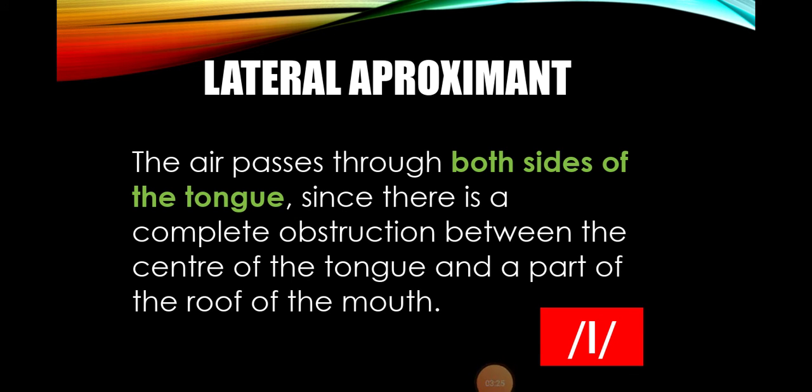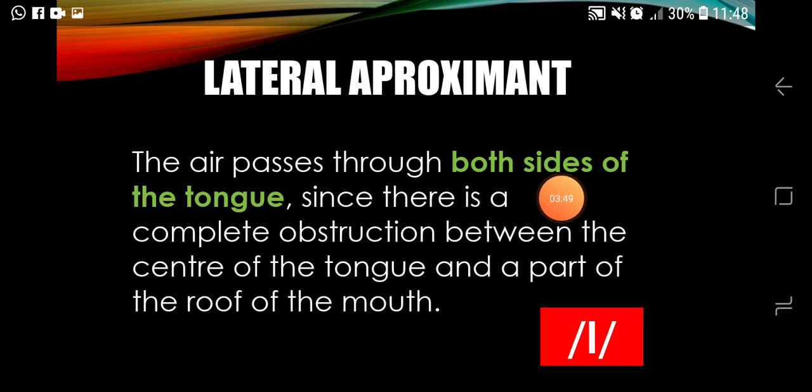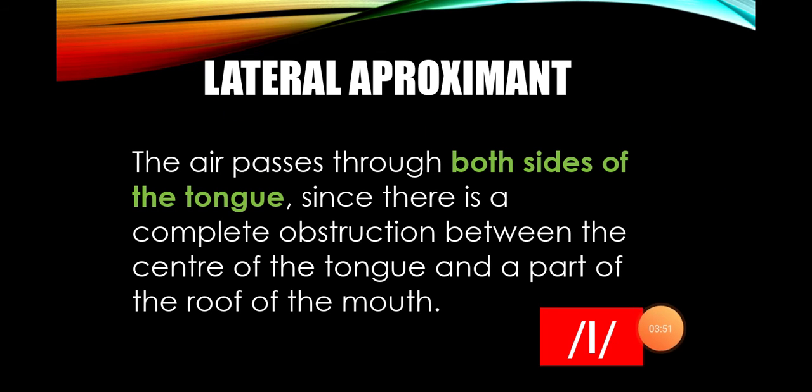Then we have lateral approximant. In these consonants, the air passes through both sides of the tongue, since there is a complete obstruction between the center of the tongue and a part of the roof of the mouth. So the air escapes through both sides of the tongue. Remember that's a lateral sound. And the only lateral sound is l, for example, in late.